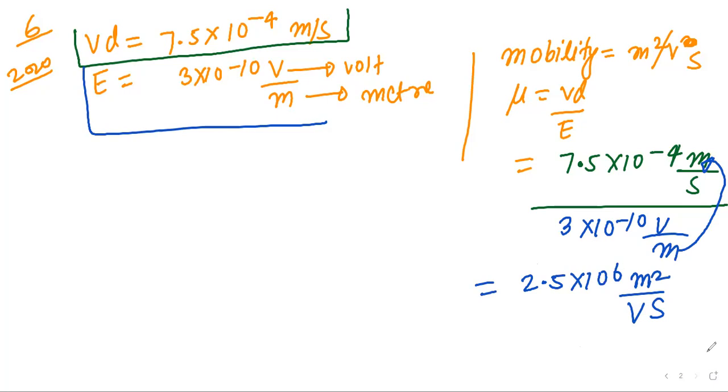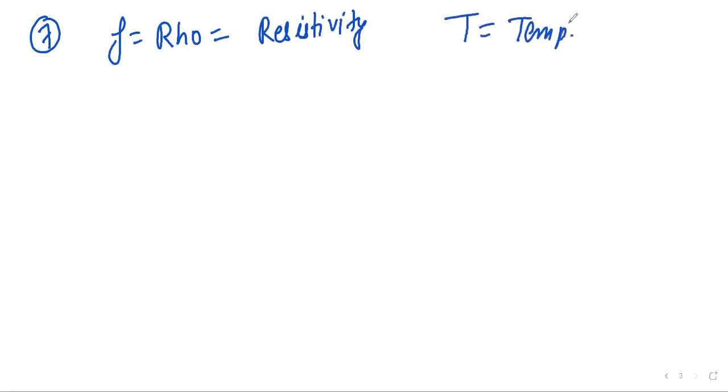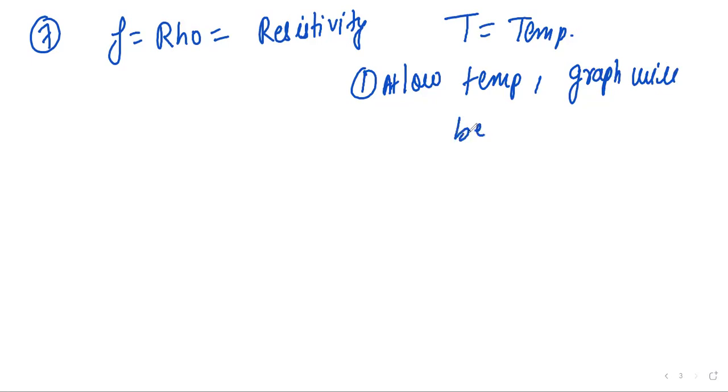So let's see the next sum, that is 7. The seventh is about which graph represents the variation of resistivity, rho, with temperature, capital T. How is resistivity varying with temperature? Write this statement: at low temperature, the graph will be a straight line for the metal.